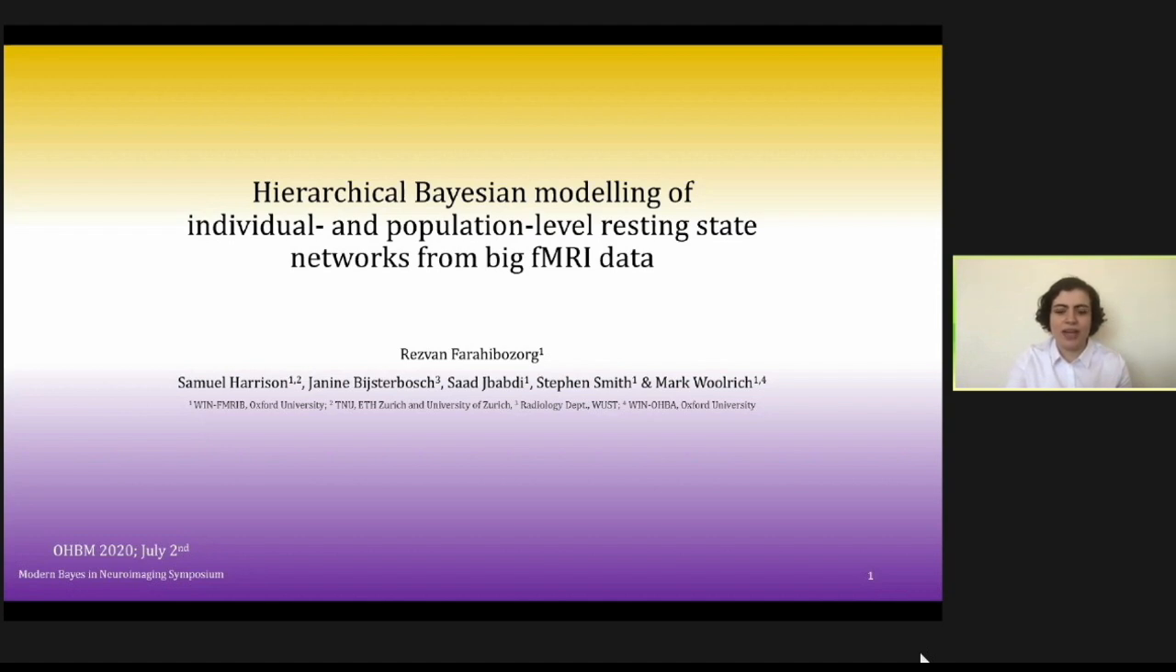Hi, I'm Rezvan, and I'm going to be talking about a hierarchical Bayesian model that we've been working on to get individual and population level resting state networks from very large scale data sets such as UK Biobank.